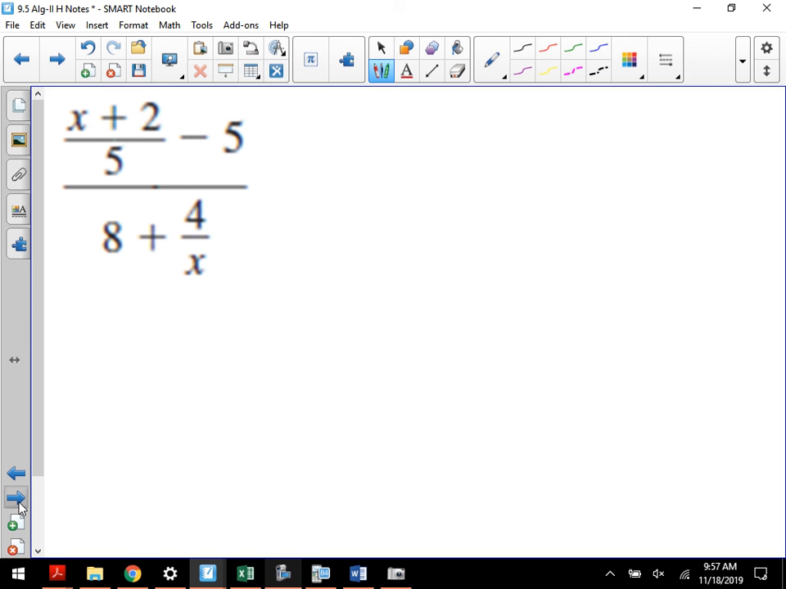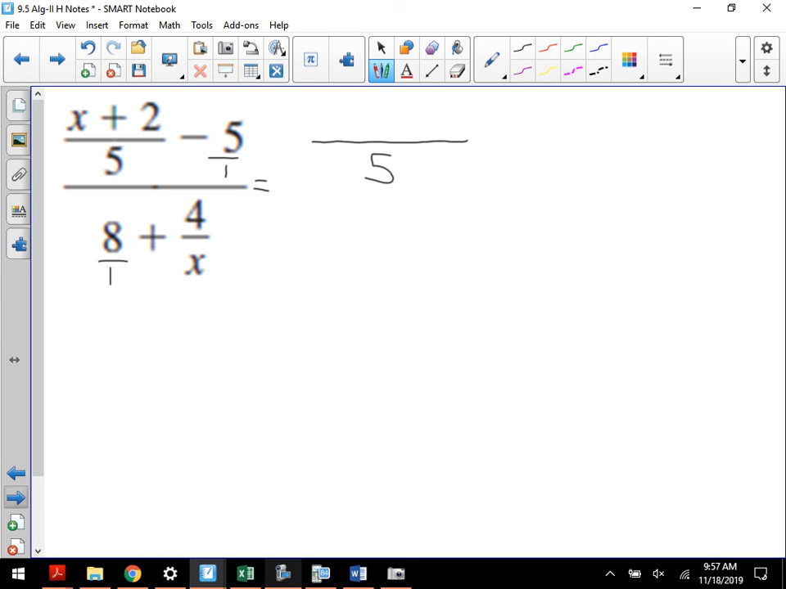So again, in this instance here, as you're going, I mean, you can look at it right away. Is there anything that you can factor? No. What should you put underneath the 5? What should you put underneath the 8? As you're doing this, you know that this is over 1 and this is over 1. So I would be getting my common denominator right away.